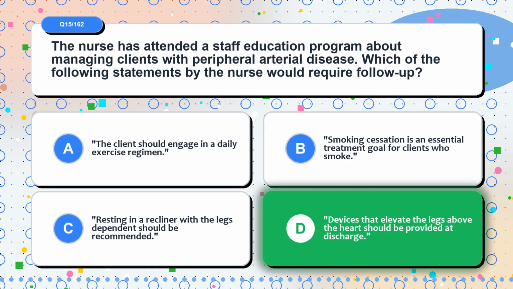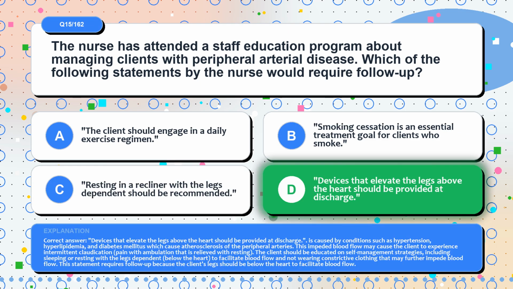The correct answer is option D. Devices that elevate the legs above the heart should be provided at discharge. Peripheral arterial disease is caused by conditions such as hypertension, hyperlipidemia, and diabetes mellitus, which cause atherosclerosis of the peripheral arteries. This impeded blood flow may cause the client to experience intermittent claudication pain with ambulation that is relieved with resting.